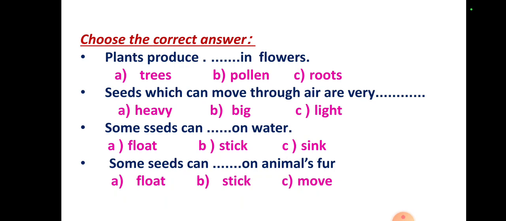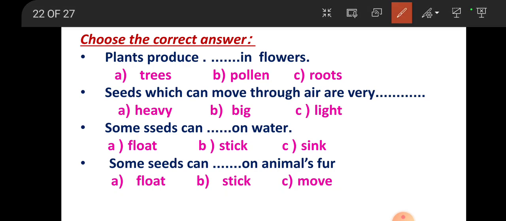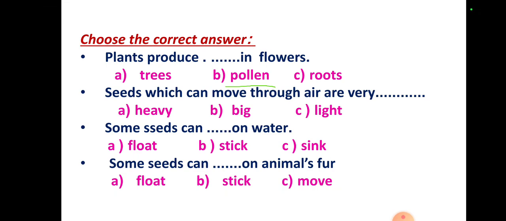And now let's practice. Question number 1, choose the correct answer. Number 1, plants produce blank in flowers. Is it trees in flowers, or pollen in flowers, or roots in flowers? Of course, it's pollen. They produce pollen in flowers.